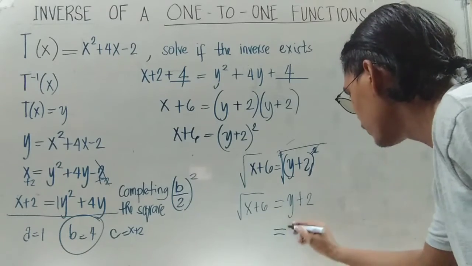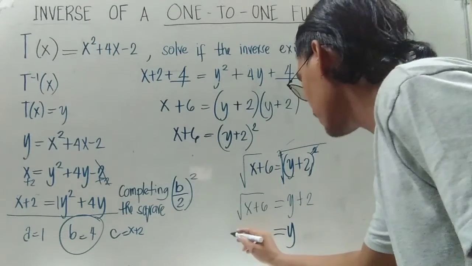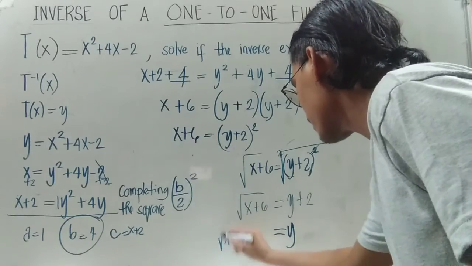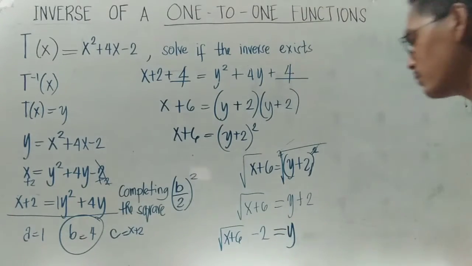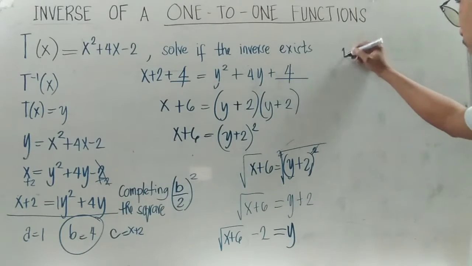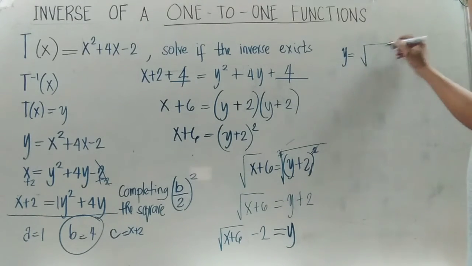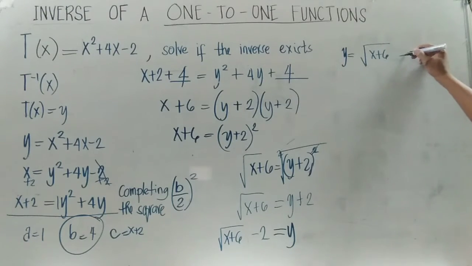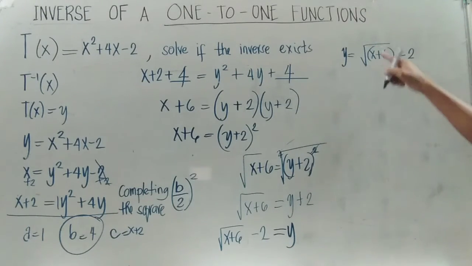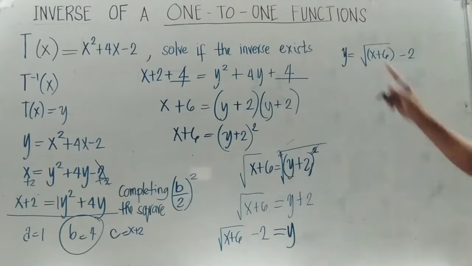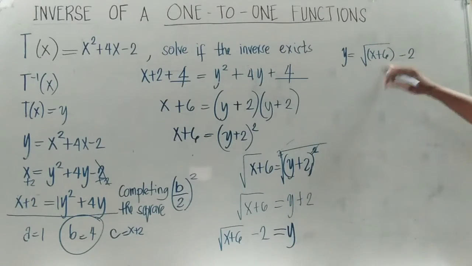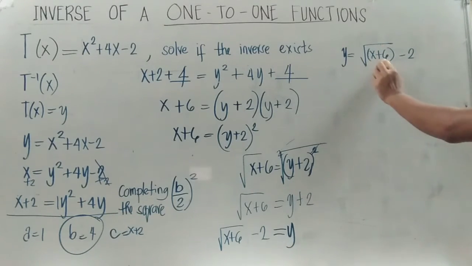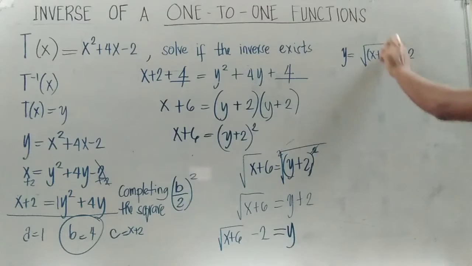Then we have y. Then we have x plus 6 square root minus 2. Or shall we write it in the form of y is equals to square root of x plus 6 minus 2. So in some books you can see that they put the quantity or the parentheses on the x plus 6 for us to identify that the square root is just on the quantity of x plus 6 and 2 is not part of the square root. Okay?